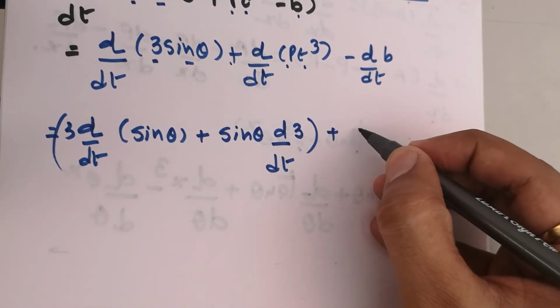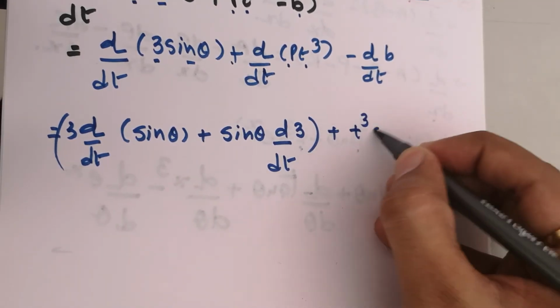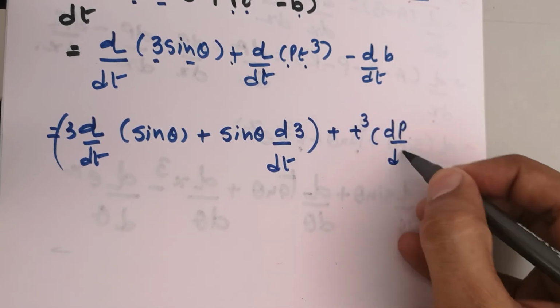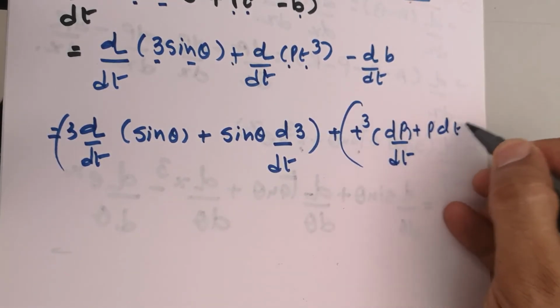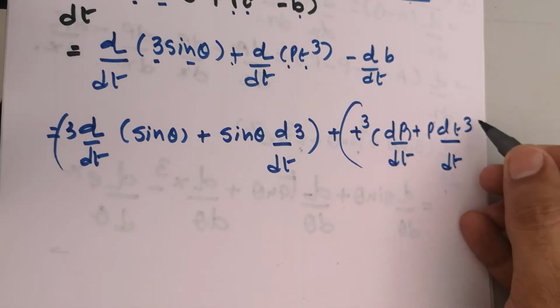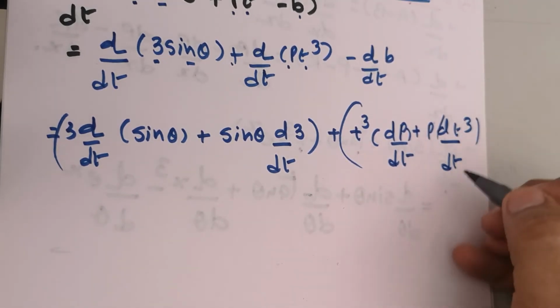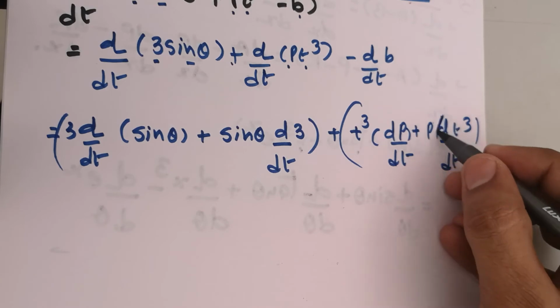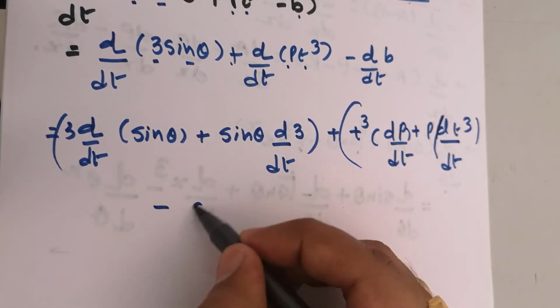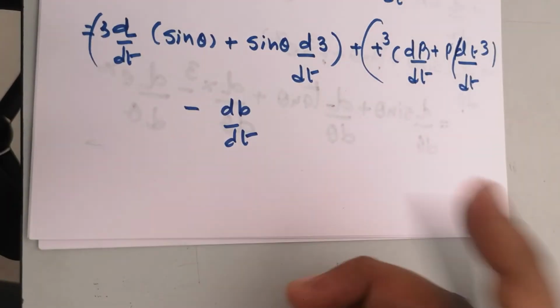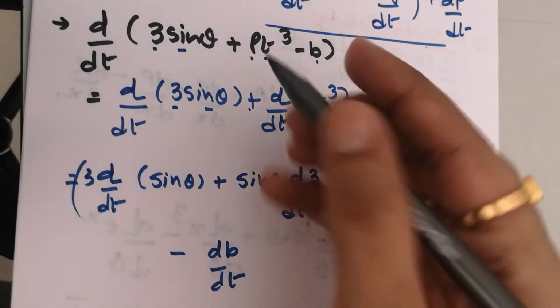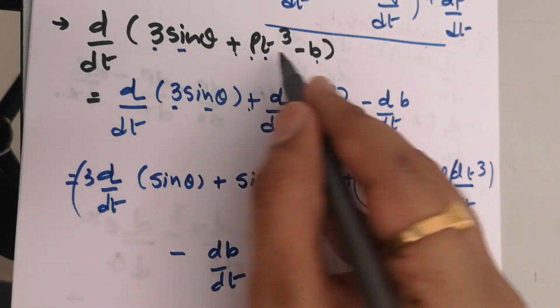So first of all, let's say I am giving t cubed outside. It would be dp by dt and plus. Now p is outside, d t cubed by dt. You can see that we cannot cancel out t cubed or t because it is a differentiation. And the last term, minus db by dt. So this is how you can apply our addition, subtraction, multiplication rule.